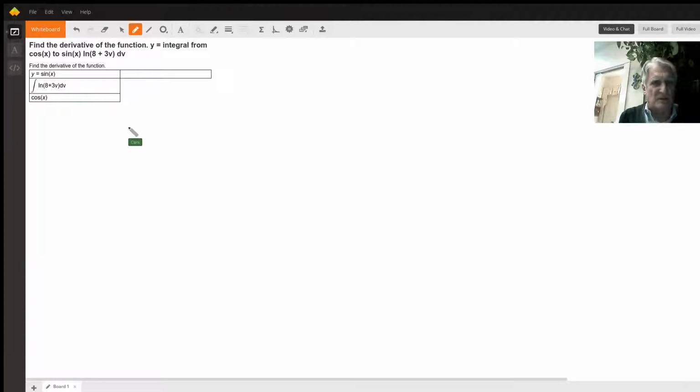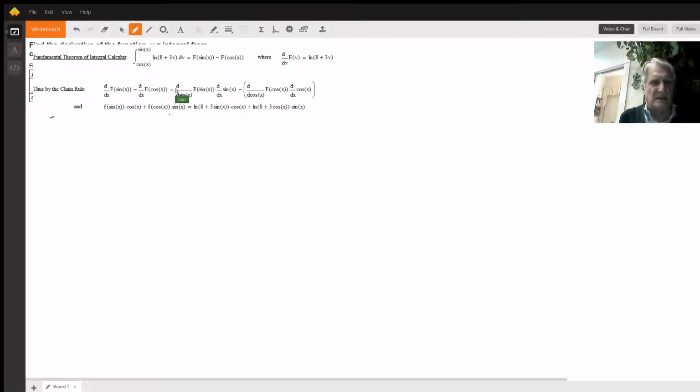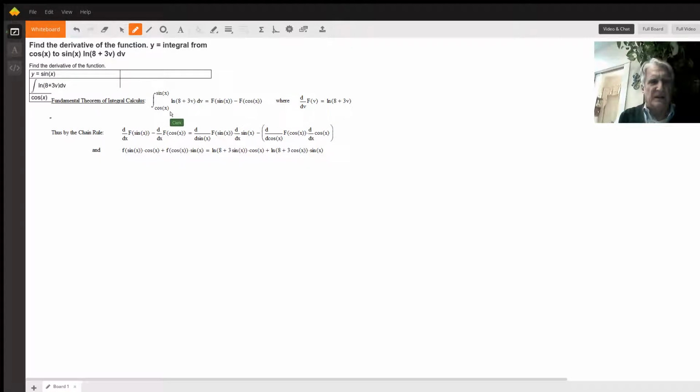The answer to this question relies on the fundamental theorem of calculus, which basically states the following: that the integral of this function, ln of 8 plus 3v dv, evaluated at its limits, is big F evaluated at sine of x, minus big F, the lower limit, evaluated at cosine of x. The definition of big F is that its derivative is the original integrand, ln of 8 plus 3v.